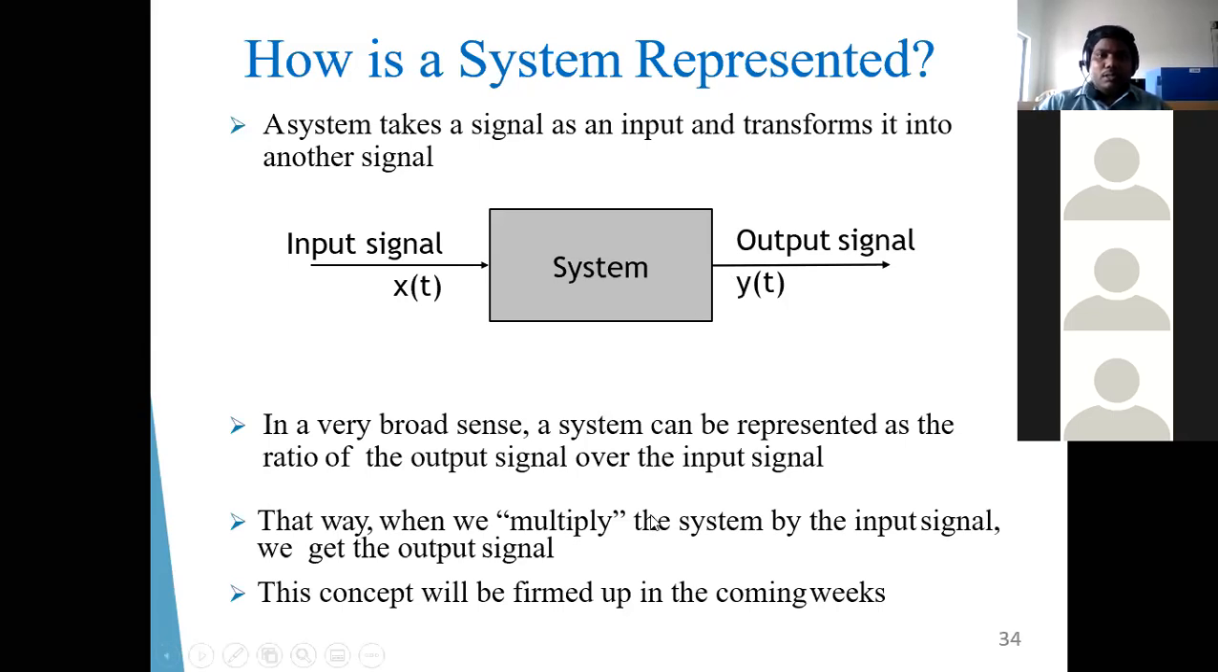The system can be represented as the ratio of the output signal over the input signal. So the system function h of t is equal to the ratio of y of t by x of t. So we process the input and output functions. By the input signal we get the output signal, so that means y of t is equal to h of t into x of t. This concept is very important in given systems.